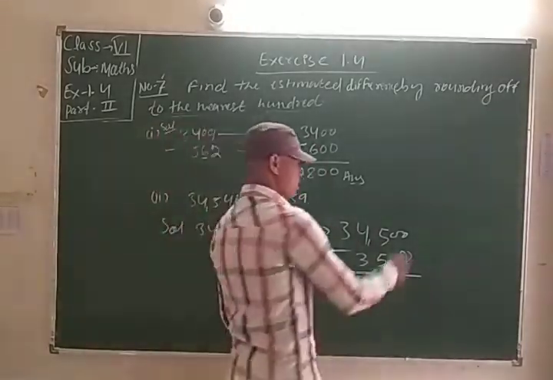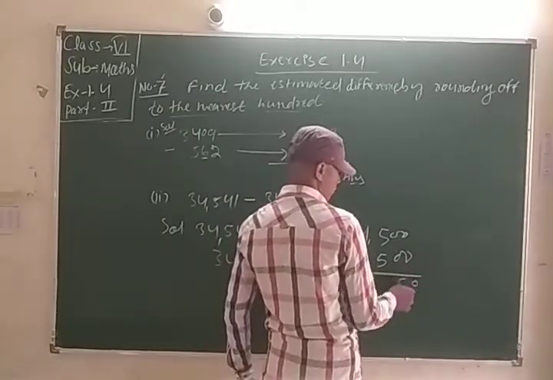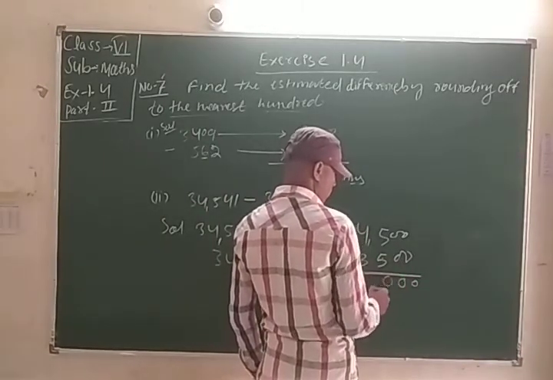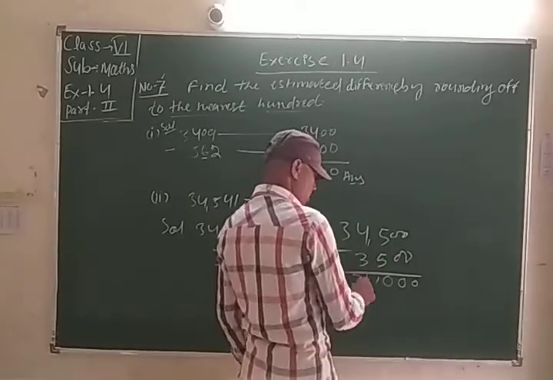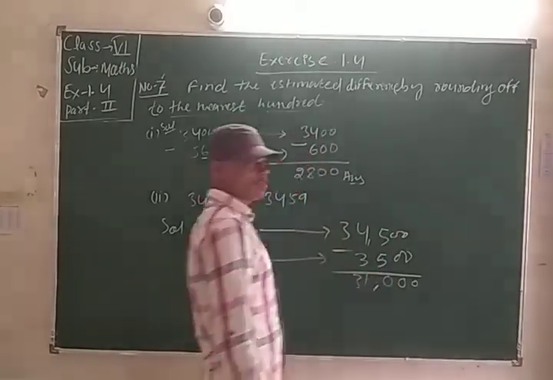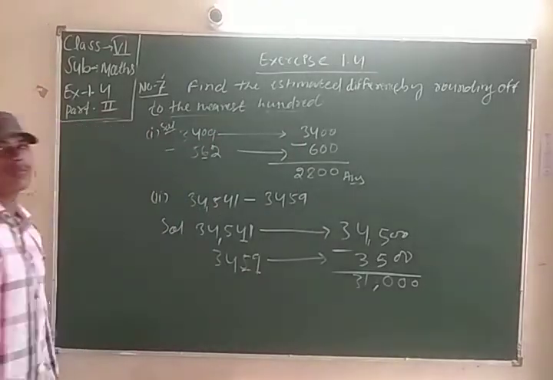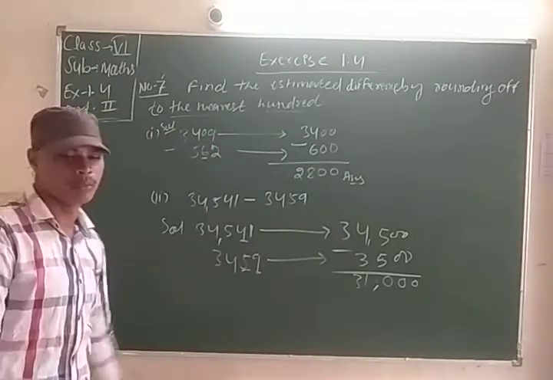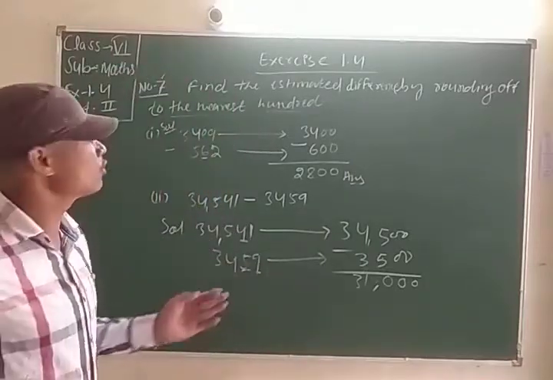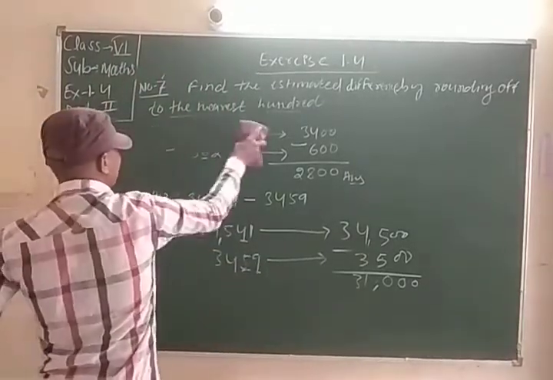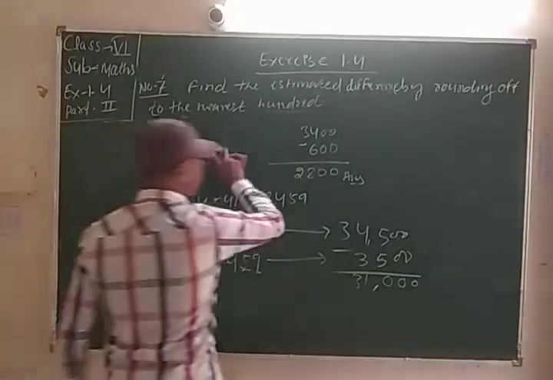Then their difference: 0 subtracted by 0, 0 subtracted by 0, 5 subtracted by 5 equals 0. Now 4 subtracted from 5 equals 1. 31,000 is the difference of the rounded numbers of the second bit. Clear about this? How can we round to the nearest 100 and find the answer? Now we will do the last bit. We already completed the first bit and second bit. Now we will do the third bit.